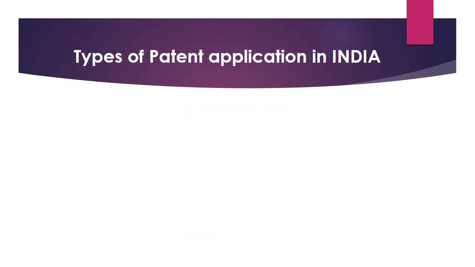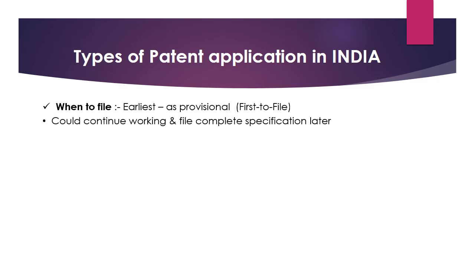So next is types of patent application in India. Suppose you decide to go ahead with an Indian patent application, then what are the types? First is when to file. First you have to decide when you are willing to file. Based on that, you have to decide what type of application you will be going ahead with.